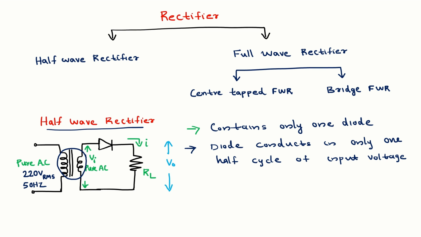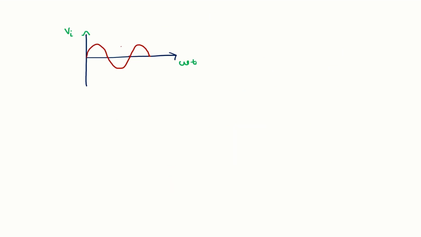To the input of the step down transformer we are applying a pure AC signal, 220 volt RMS, 50 Hz. Then at the secondary side, the output of the transformer is also an AC signal, indicated by Vi. This Vi is given to the diode D. The waveform of Vi, I am drawing here. It is also an AC signal.